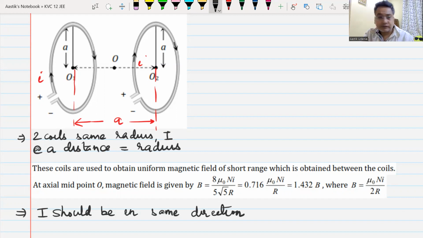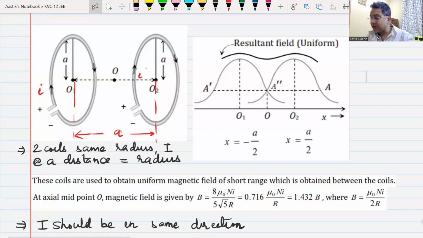And this is the resultant magnetic field that you get between O1 and O2. You get an approximately uniform magnetic field. And this has 3 points of inflection, A dash, A double dash, and A. There are 3 points of inflection. No one is going to ask you the point of inflection. This is just, if they give this arrangement, you should know that the diagram looks like this. This is in your code, so they can ask you.